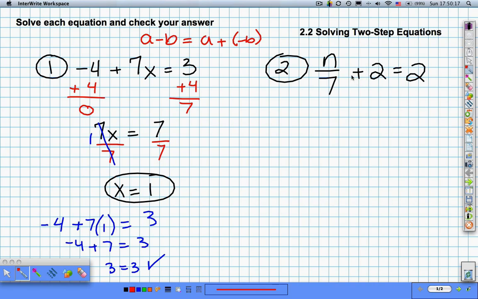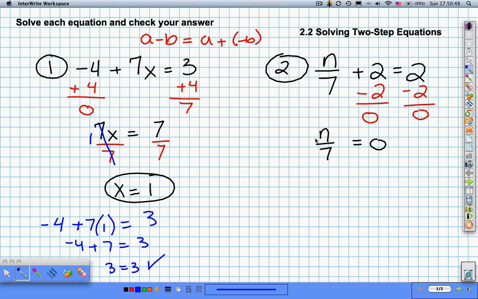Now he's adding, so the inverse of addition would be subtraction. So this becomes 0. This also becomes 0. So now let me rewrite the problem. We still have n over 7 equals 0. Now, in the previous tutorial in 2.1, we talked about how we can get rid of the fraction in this case, and we can multiply by the reciprocal.